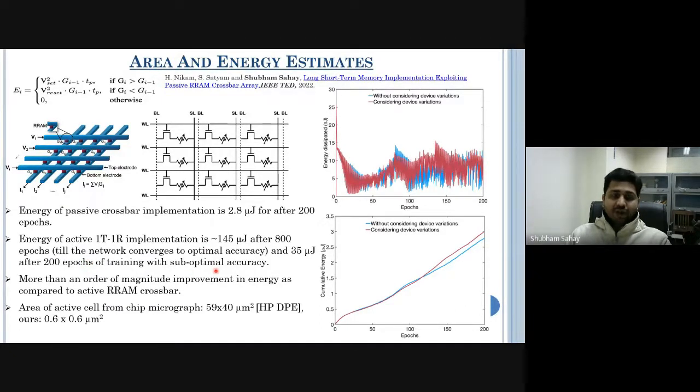Also, the area of the active cell from the chip micrograph is 59 cross 40 micrometer square, and the area of the passive RM crossbar that we have is 0.6 cross 0.6 micrometer square. So we have around 3 orders of magnitude improvement in area. If we implement this LSTM for predicting the future from the data of the past using our passive RM crossbar array, we can achieve 3 orders of magnitude improvement in area and more than 1 order of improvement in energy. You can see how we can go about making energy efficient RNNs.